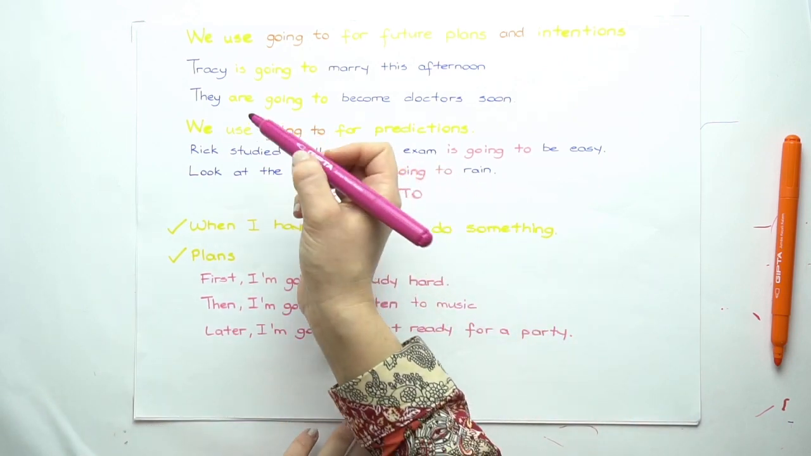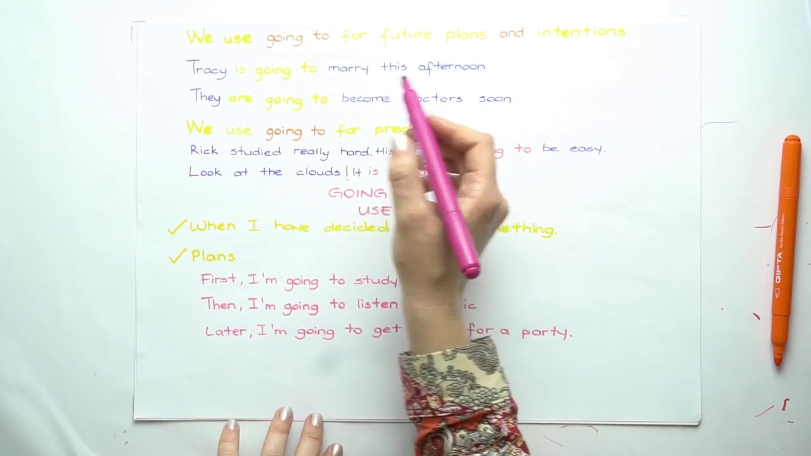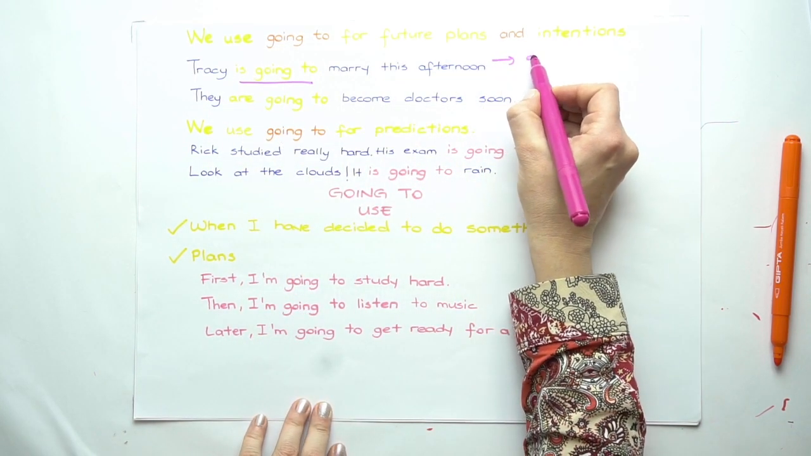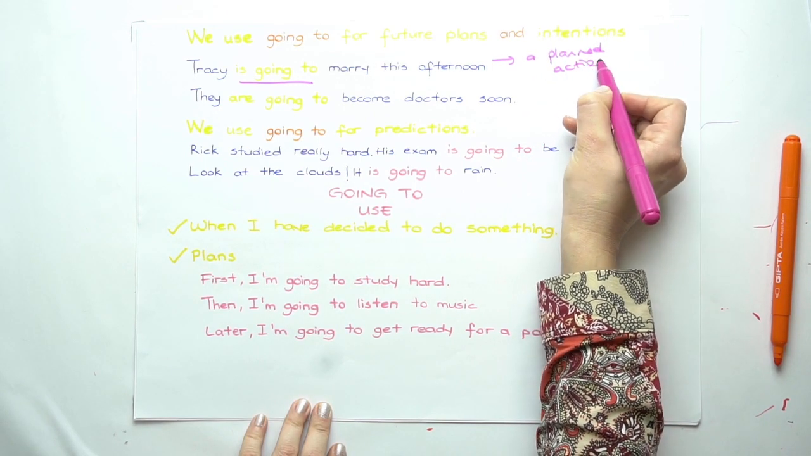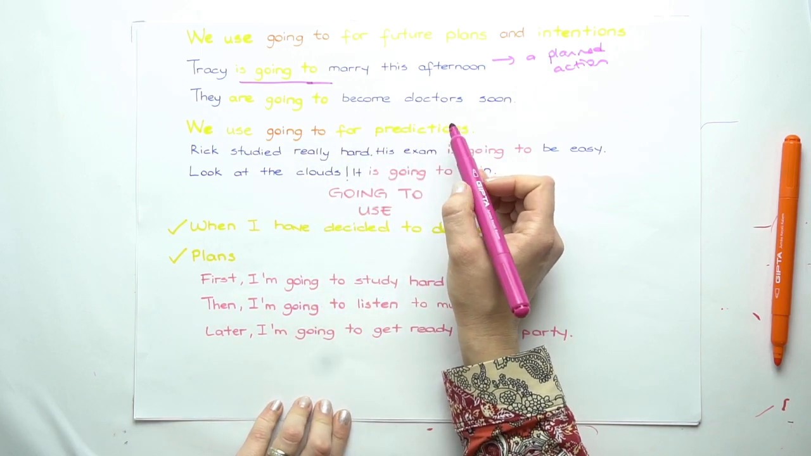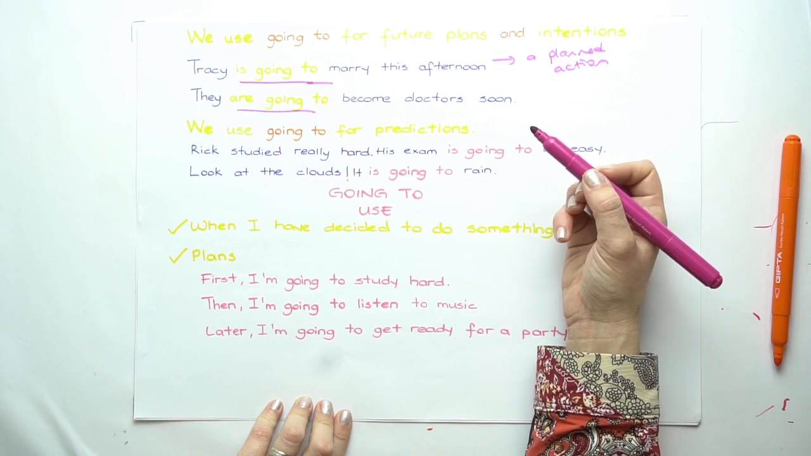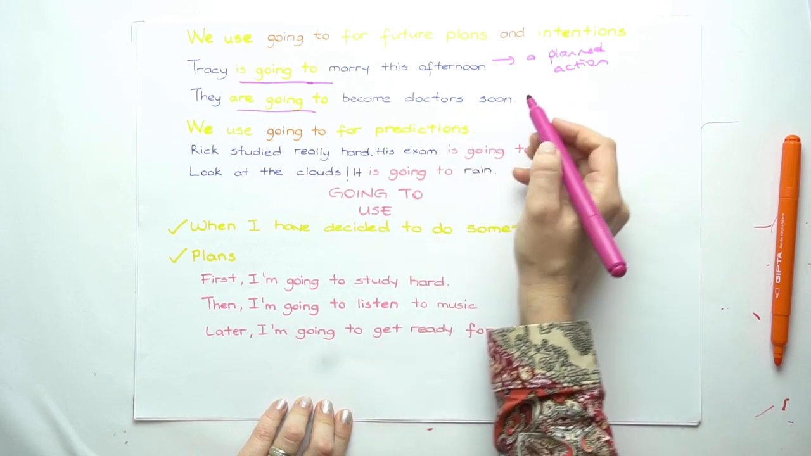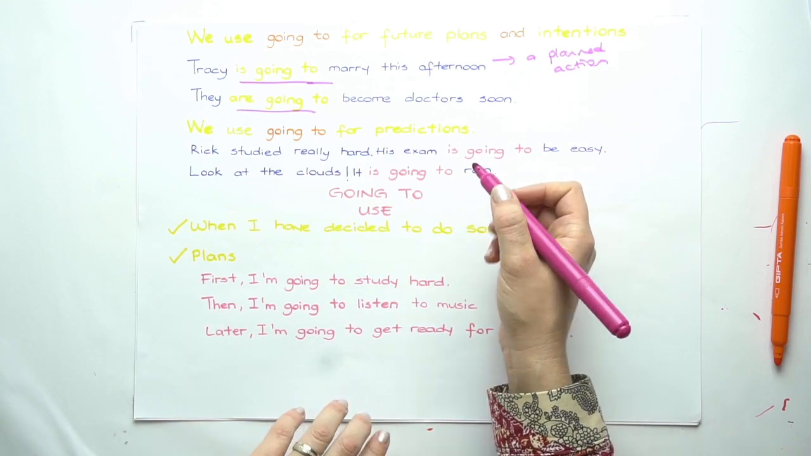For example, intentions. Tracy is going to marry this afternoon. This is a planned action. That's why I'm using be going to here. They're going to become doctors soon. That means that they must be studying medicine right now. That's why I know that it's a planned action and they're going to become doctors.